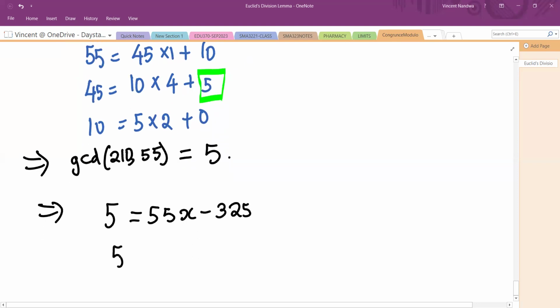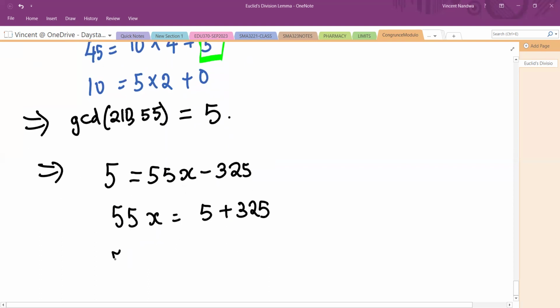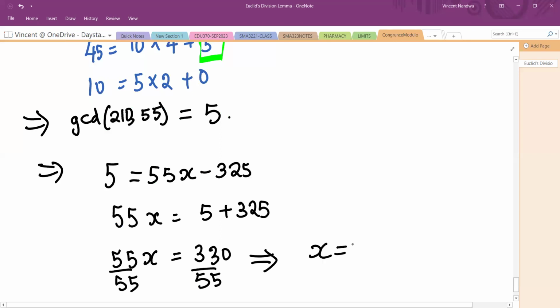So which means 55x is equal to 5 plus 325. Then 55x would be the same as 330. When you divide by 55, you get x is equal to 6. So the value of x is 6.